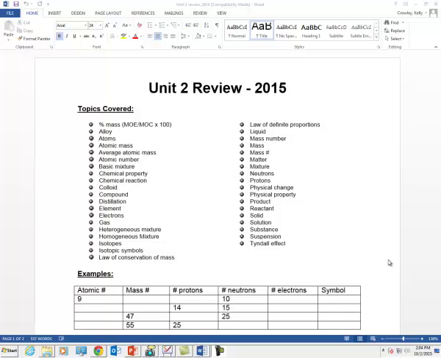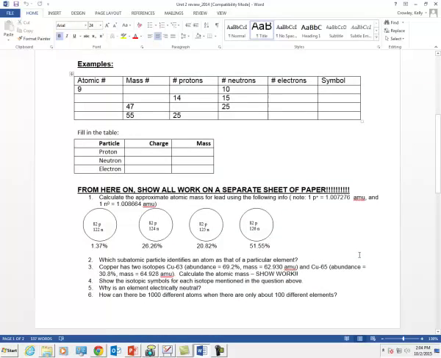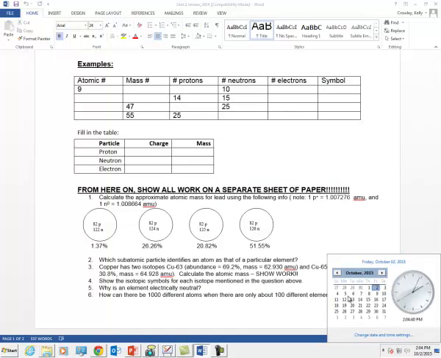Now, I do have some students in my room right now who are taking their quiz retake, and the last day to do so will be on Monday. That would be Monday, October 5th.